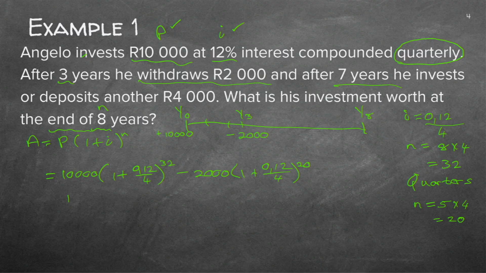After 7 years, he invests again. So plus another 4,000 rand. So there's my 4,000 rand. Now, be very careful. Is it now 7 years after the withdrawal or 7 years after he started? Let's just read it again. After 7 years. So they didn't say after 7 years after the withdrawal. They just said after 7 years. So since he started, after 7 years. So there at year 7, he adds another 4,000 rand.